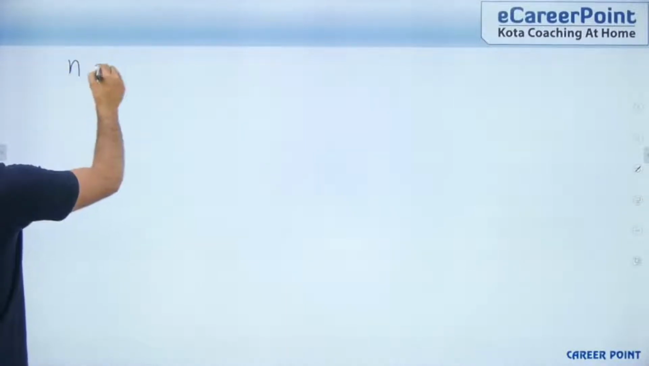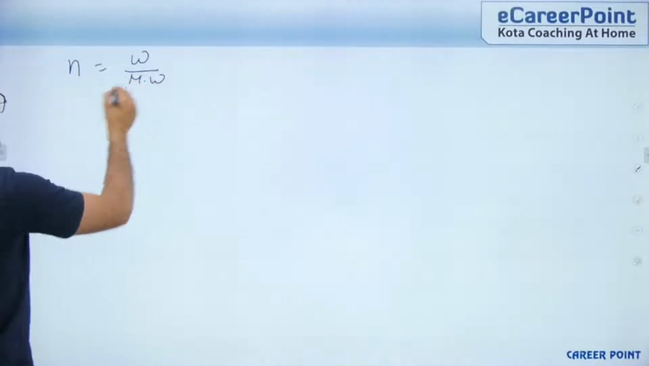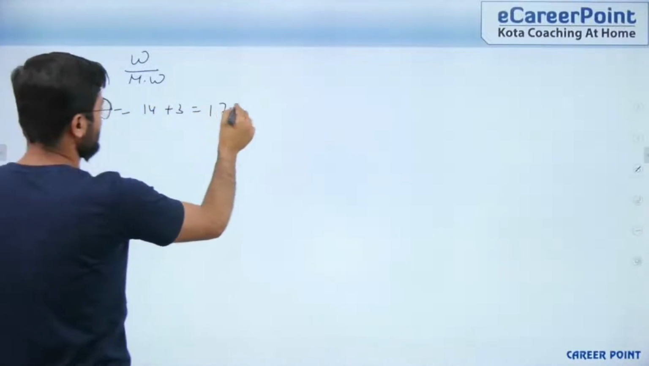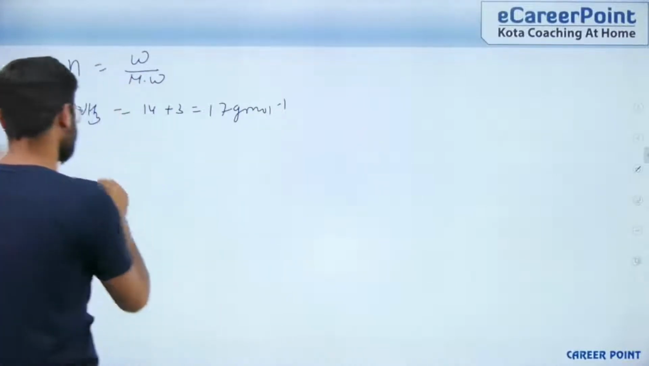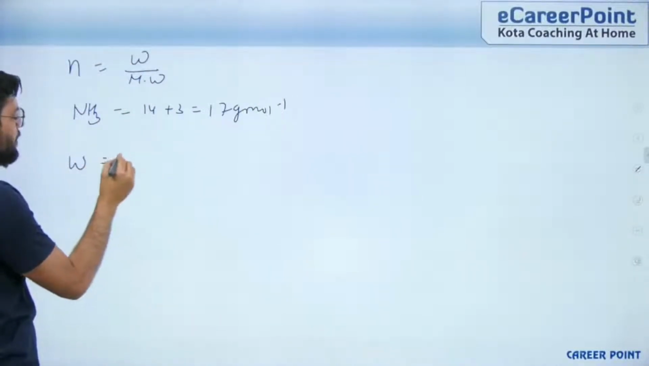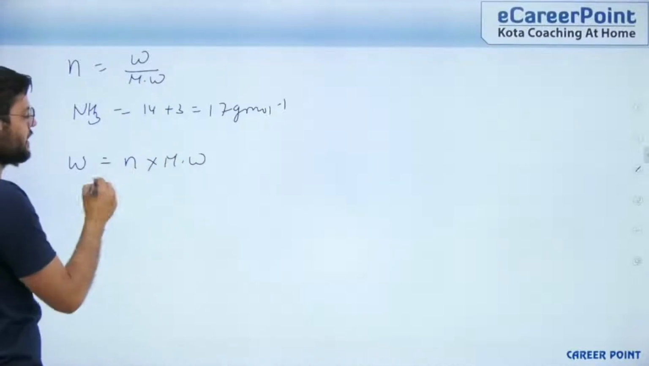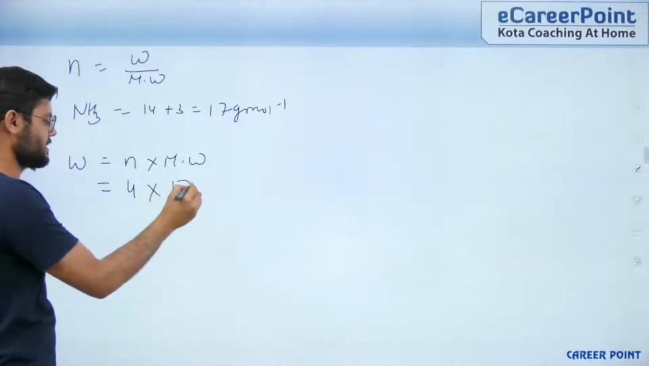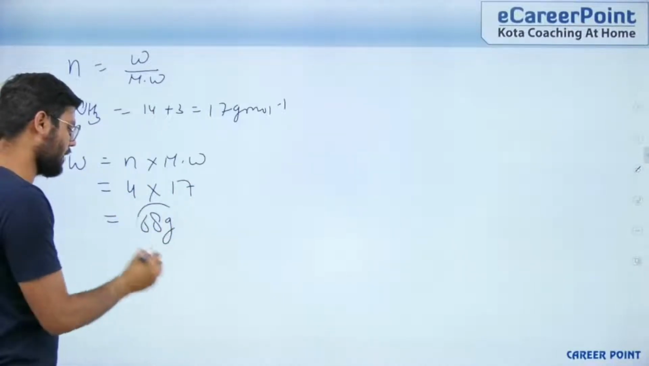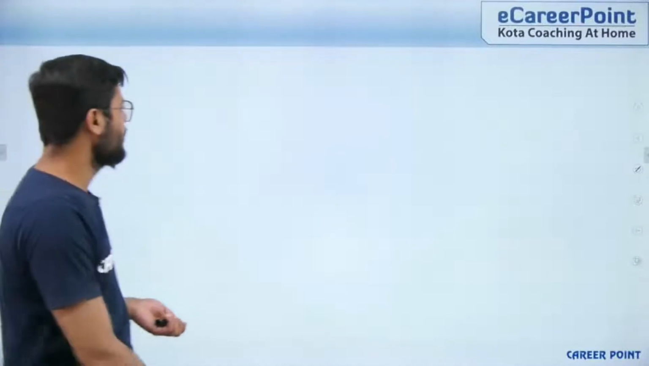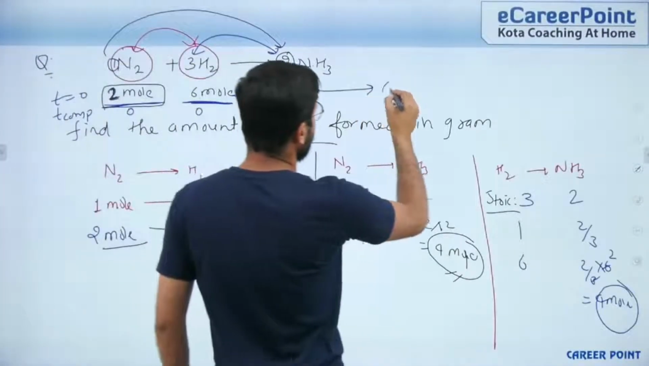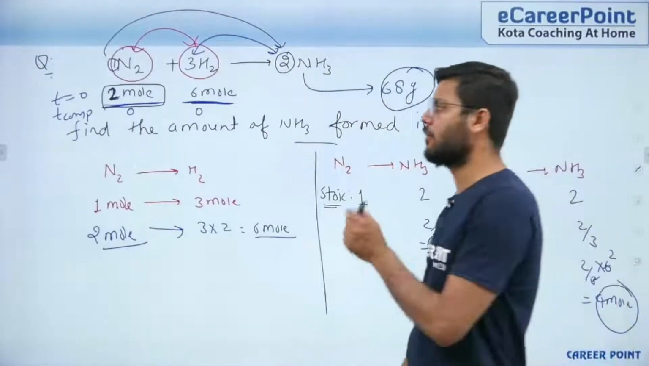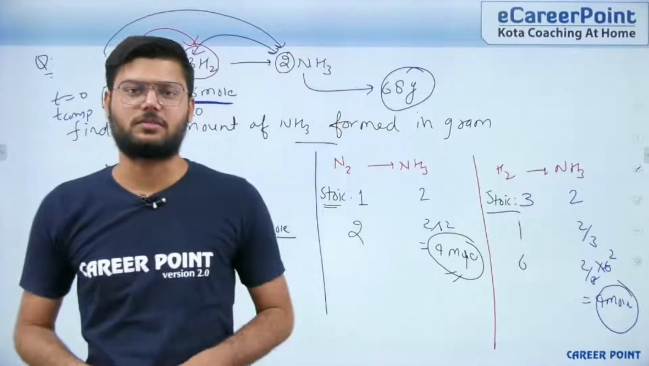So you know number of moles equal to weight upon molecular weight. So ammonia is nothing but 14 plus 3, which is equal to 17 gram per mole. So just convert: weight equal to number of moles into molar mass. We have 4 mole formed and the molar mass is 17. So 68 gram of ammonia is going to form in this reaction, or 68 gram of ammonia is going to liberate in this reaction.